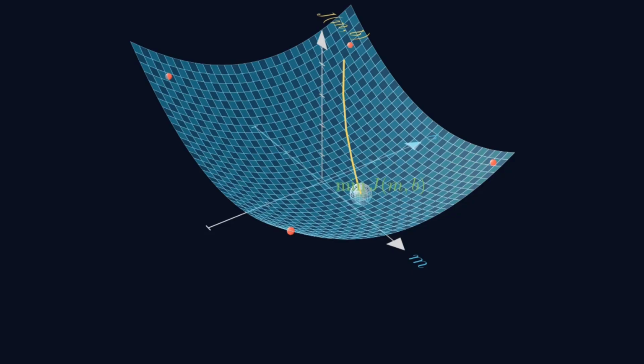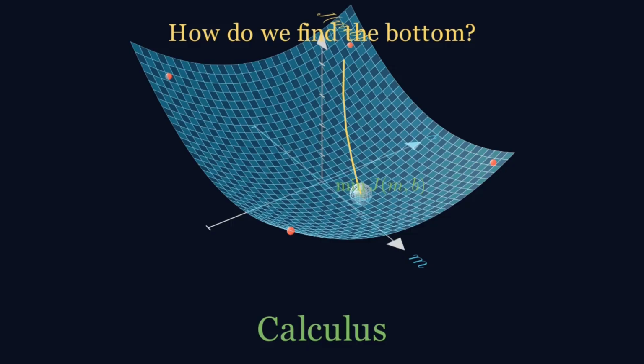And geometrically, this is beautiful. Finding the best line has quietly become: find the lowest point in a landscape. So naturally, the next question becomes, how do we actually get there? How do we mathematically find the bottom of the bowl? And for that, we need calculus.